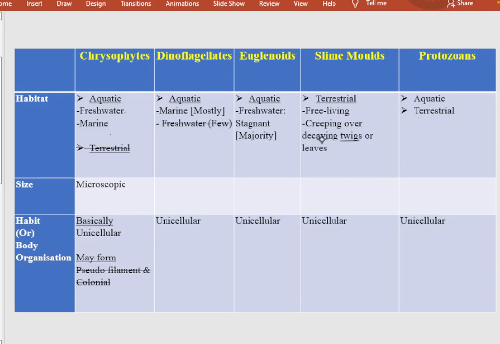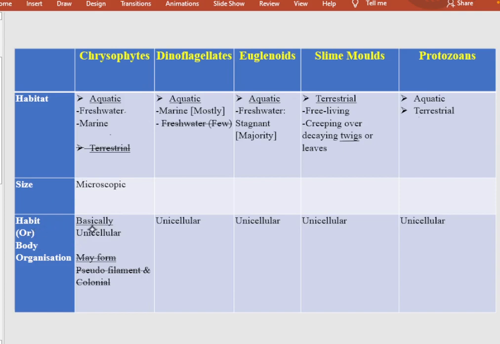Terrestrial: these slime molds are terrestrial, free living, creeping over decaying twigs and leaves. Therefore we can consider them terrestrial. The word terrestrial is not mentioned in the book. Okay. So here aquatic, terrestrial, it is there. If you go in depth in classification, you will get it. So size is microscopic, mentioned here for chrysophytes in the book.